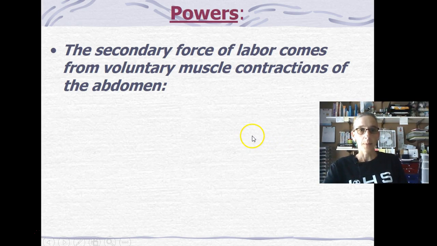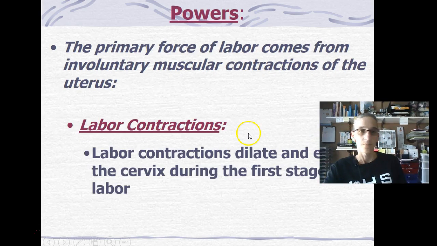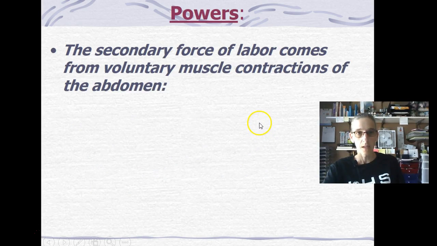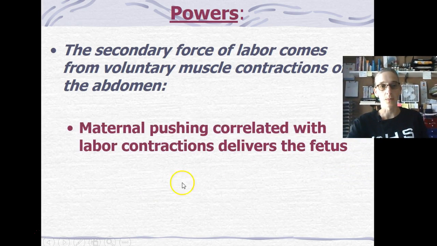The secondary force of labor comes from, we just did this, didn't we? No. Let me go back. Primary force of labor comes from involuntary muscle contractions of the uterus. And secondary force of labor comes from voluntary muscle contractions of the abdomen, and that is maternal pushing correlated with the labor contraction delivering the fetus.